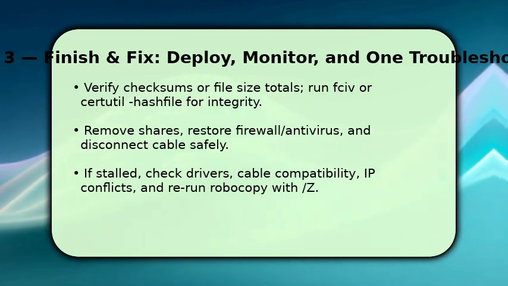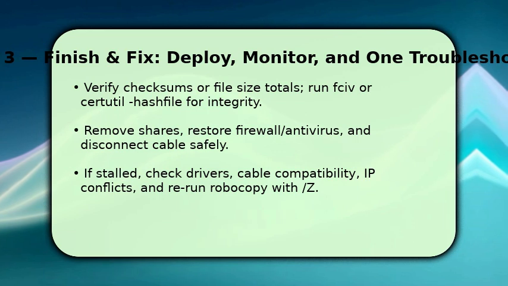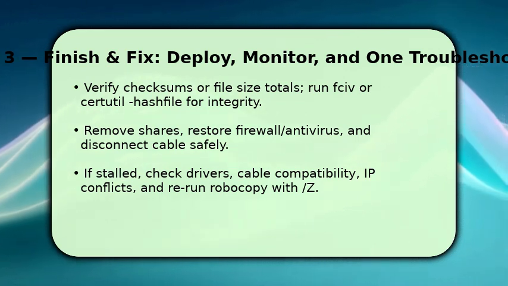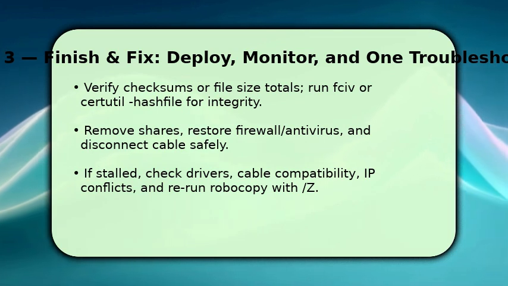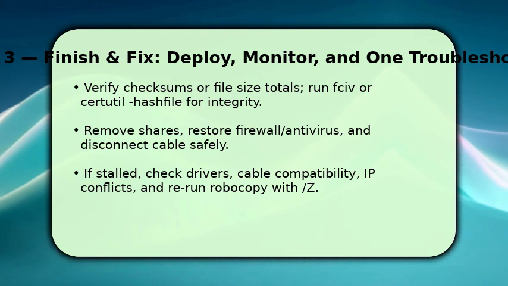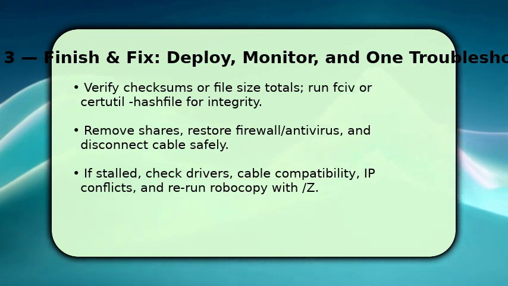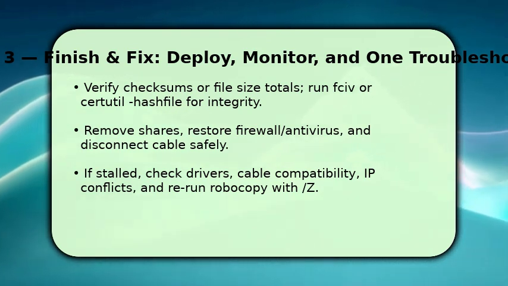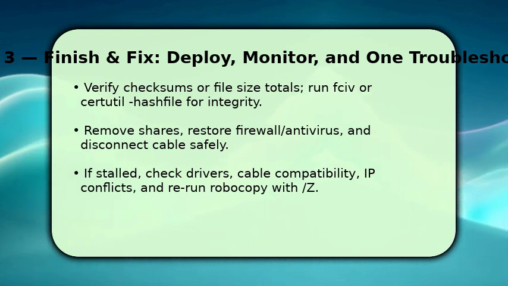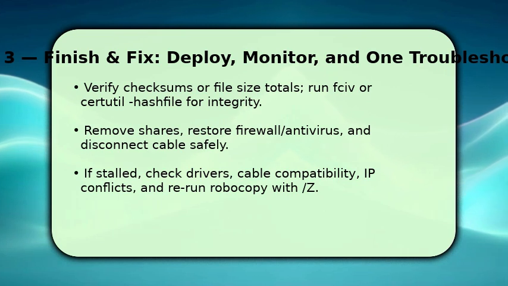Once satisfied, unmap the network drive, re-enable your firewall and antivirus protections, then safely eject or unplug the transfer cable. If something goes wrong, stop, check cable compatibility and device drivers, and look for IP conflicts or locked files, then retry with robocopy /Z for restartable copies. Remember, cleaning up shares prevents lingering access and keeps both PCs secure.